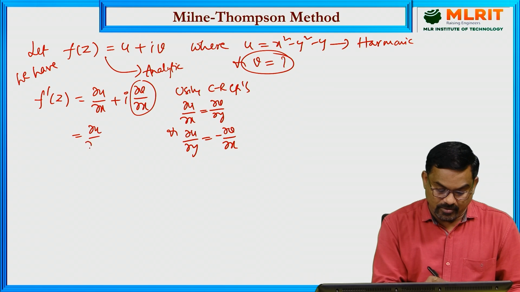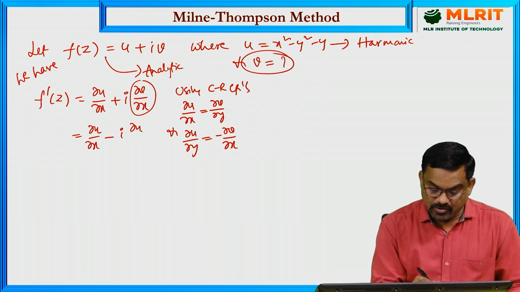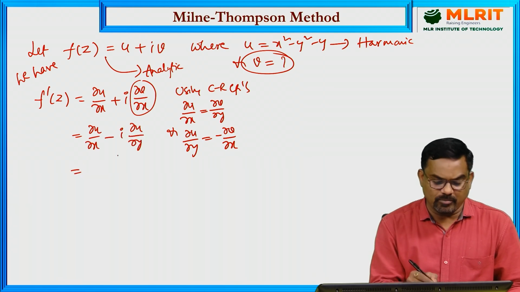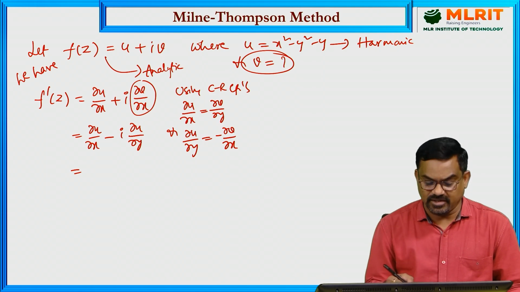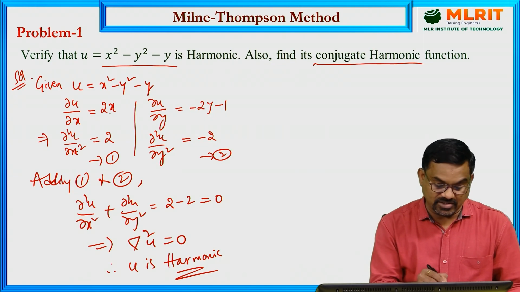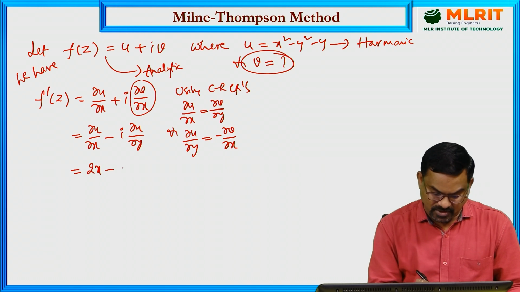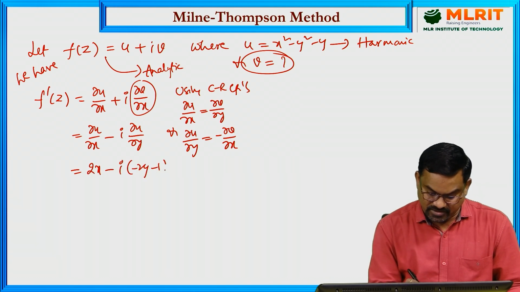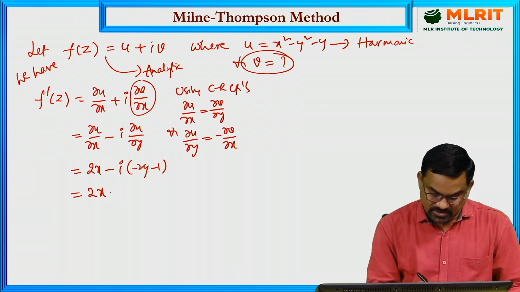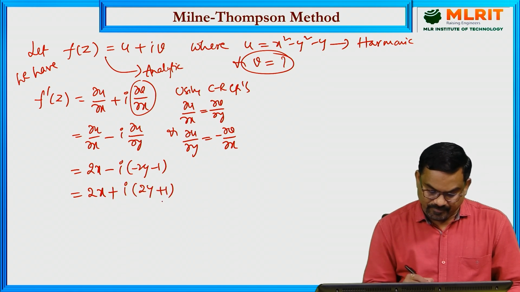So dou u by dou x minus i into dou u by dou y. So we have dou u by dou x and dou u by dou y, just now we have calculated. First, dou u by dou x is 2x and minus 2y minus 1. 2x minus i into minus 2y minus 1. So this is 2x plus i into 2y plus 1.